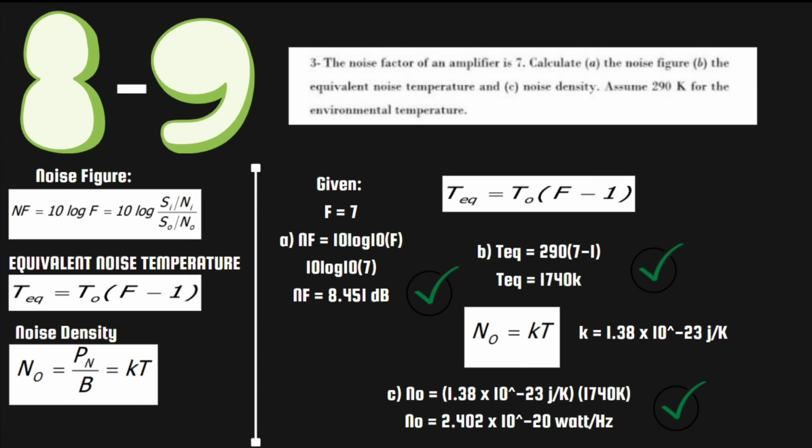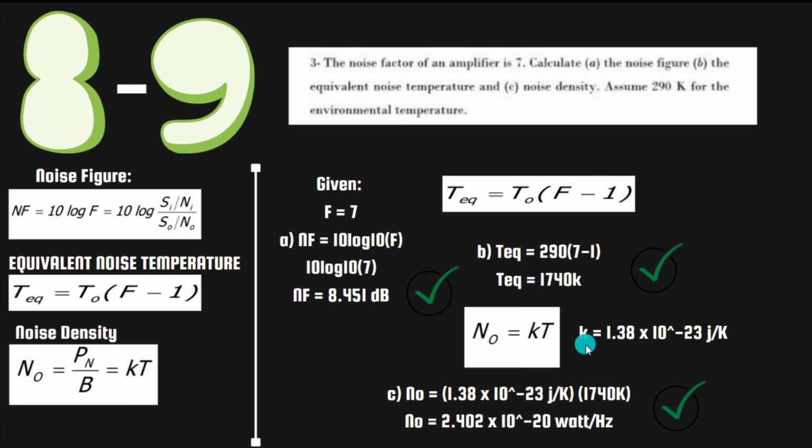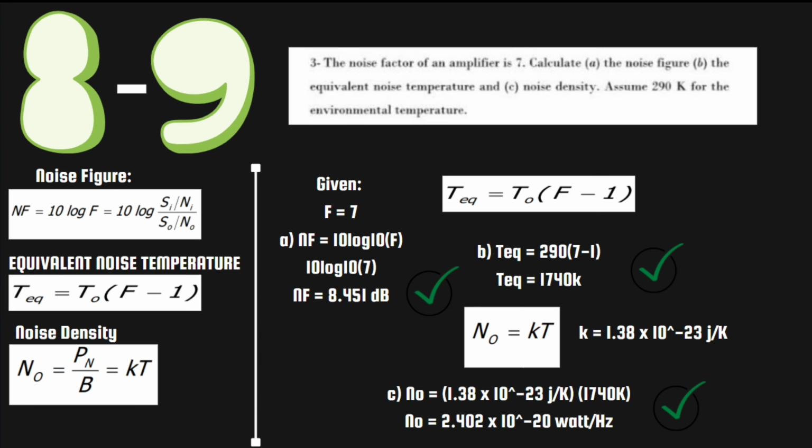So letter A, computing for the noise figure, we know that noise figure is equal to 10 log 10 of the noise factor. Substituting 7 into that equation, we get noise figure equal to 8.451 decibels. And letter B, we are going to get the equivalent noise temperature. Substituting the environmental temperature, which is 290, and the noise factor of 7 into this equation, we will get 1740 kelvins. And lastly, for the noise density, we know that it is equal to Boltzmann constant times the temperature. Boltzmann constant is equal to 1.38 times 10 to the negative 23 joules per kelvin. Substituting that into the equation, we will get 2.402 times 10 raised to negative 20 watt per hertz.